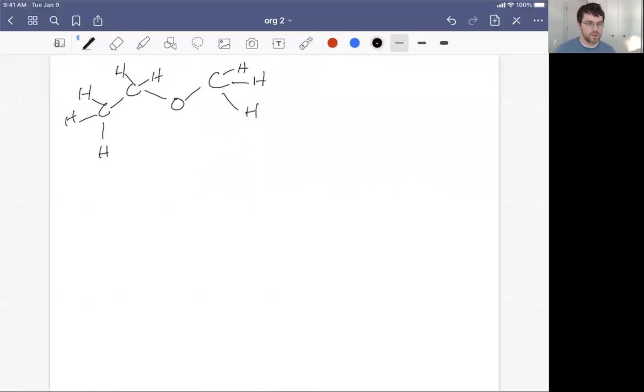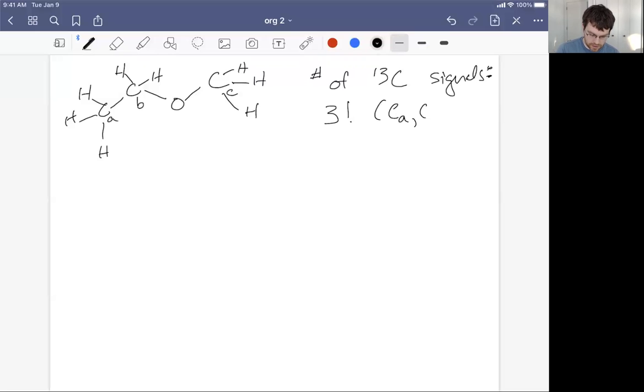Okay, so what we have here is a molecule with 3 carbons. There's no symmetry that allows for the carbons to be identical. So the number of C13 signals, in identical chemical environments, is going to be 3. We could think of this as lowercase a, lowercase b, and lowercase c. Ca, Cb, and Cc. All 3 of those carbons are in different chemical environments.